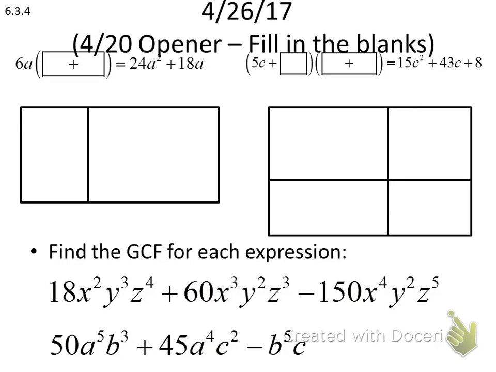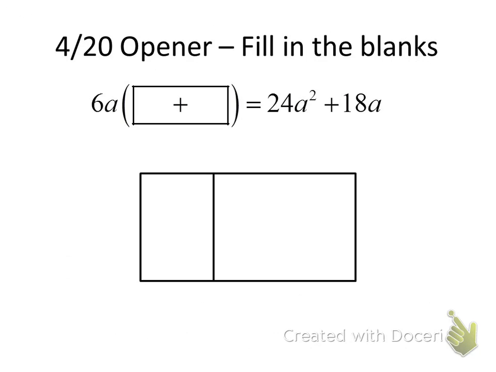Okay, so today's opener covers the notes that we took yesterday using rectangular area models backwards. It also is just a short review of finding the greatest common factor for each expression as well. So, the first problem that we're going to look at, we're going to go through and just identify where everything goes, just as a refresher.